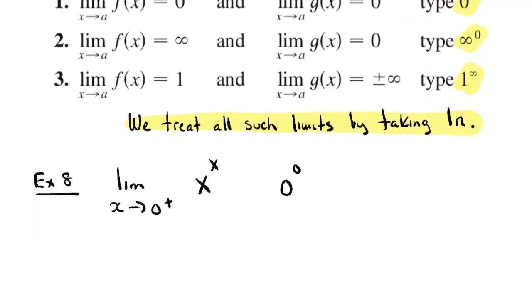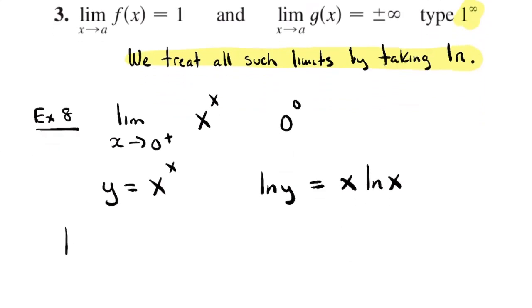So the idea is that we start off by sort of naming this function something like y. And then we take the log of y. Using logarithm properties, the log of y, you can bring down that exponent. It's going to be x times the log of x, right? By the logarithm properties. And then we'll take the limit as x goes to 0 from the right of the log of y.